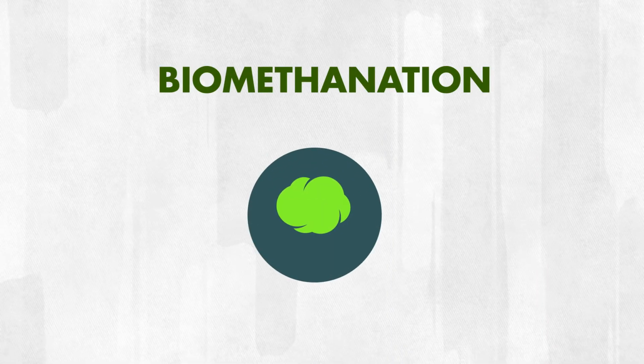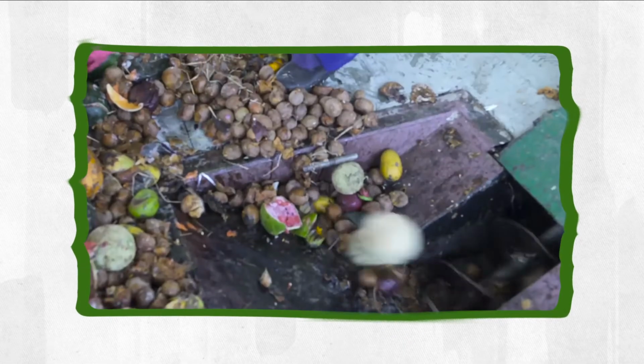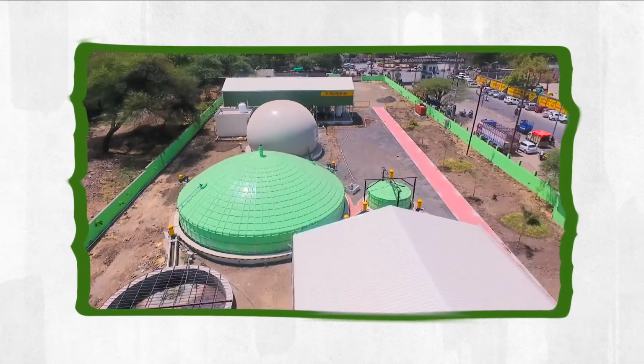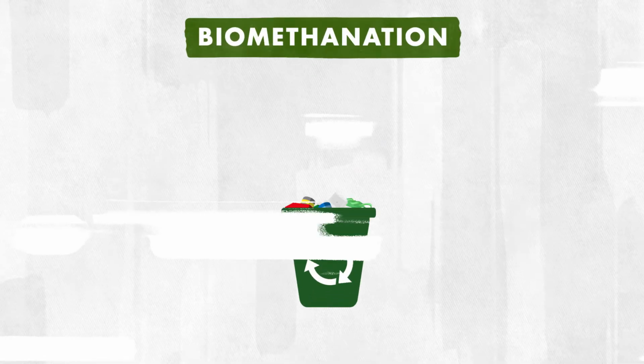Another decentralized method of processing is biomethanation for the processing of wet waste. Energy from waste is a crucial element of biodegradable waste. Installation of waste to compost and biomethanation plants helps reduce the load on landfill sites. Now let's see how biomethanation works.